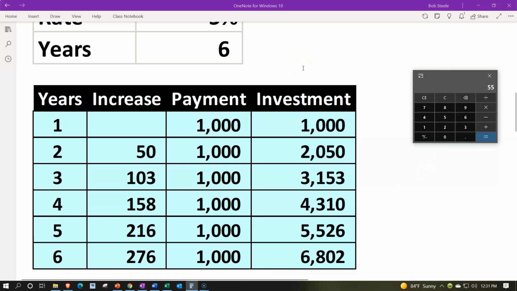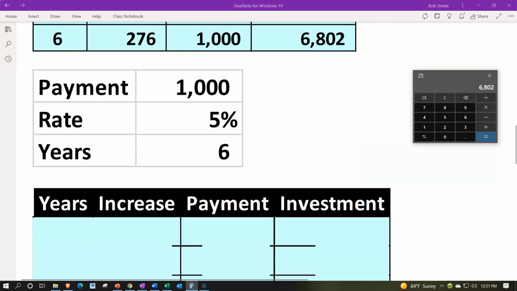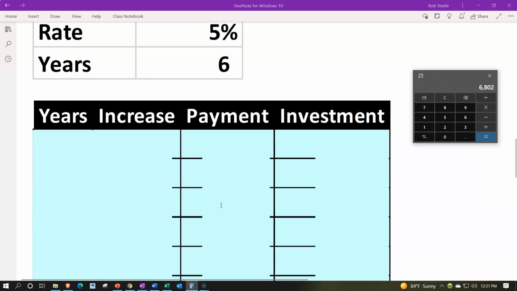That's going to give us the 5,526 plus the 276 plus the 1,000, or the 6,802. So then we can think about this. Let's think about it as if the payments happen at the beginning of the period. And this time, this first one, I'll add a period 0.